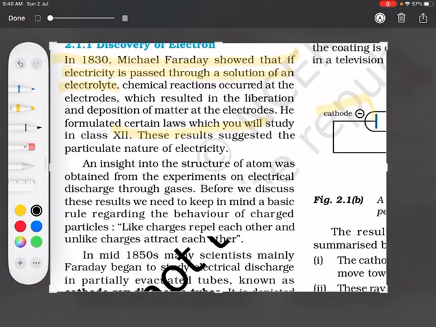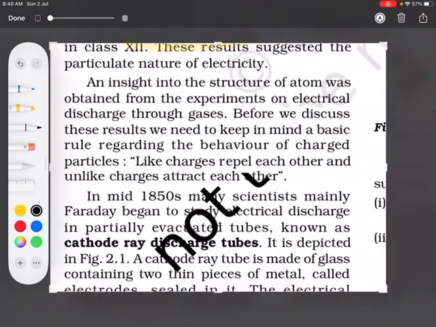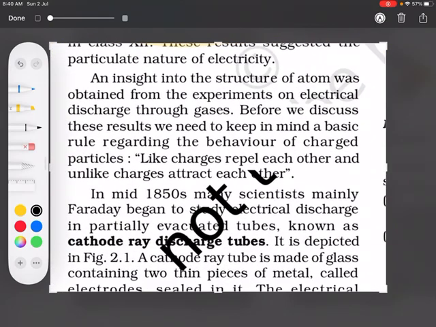A chemical reaction occurs at the electrode, which results in the liberation and deposition of matter at the electrode. He formulated laws which you can study in class 12. These results suggest the nature of electricity. An insight into the structure of the atom was obtained from experiments on electric discharge through gas. As I showed in the picture, that was electric discharge through a gas tube.